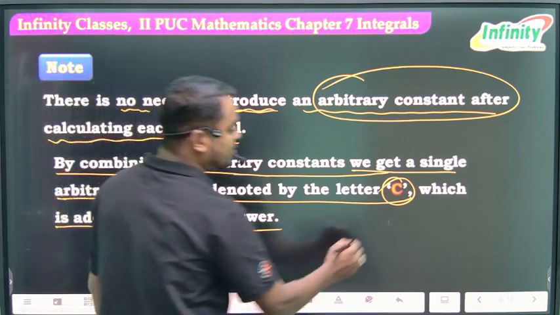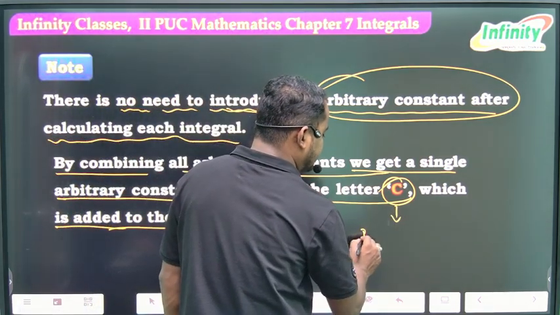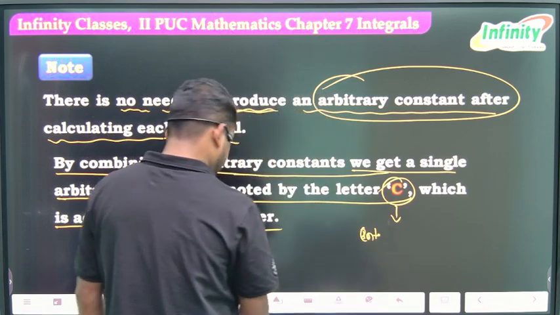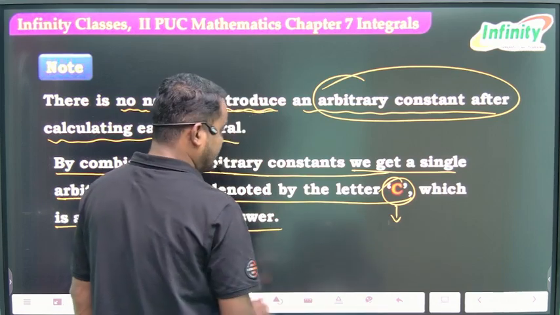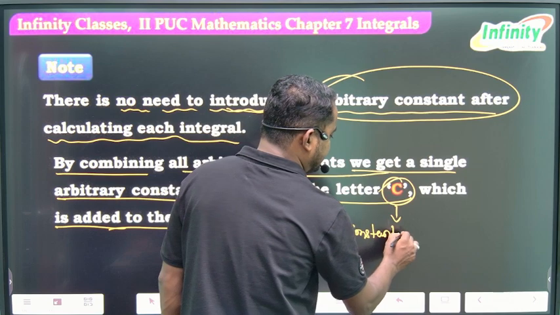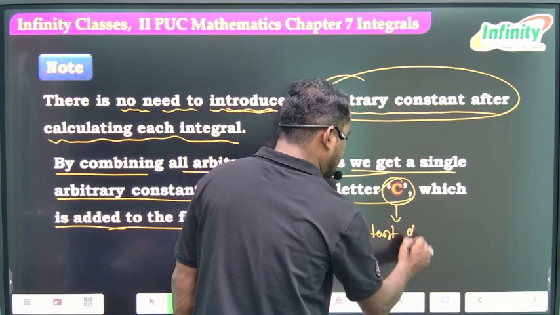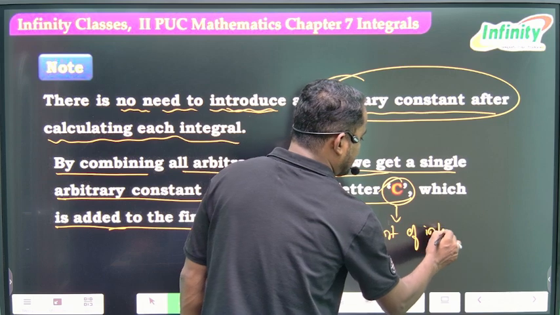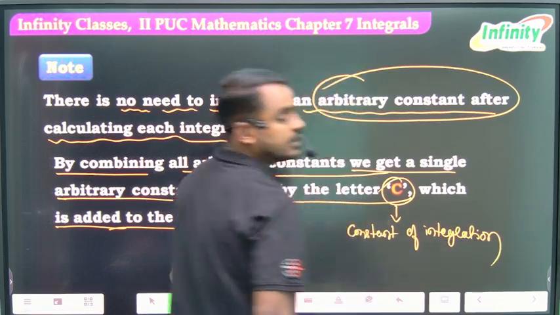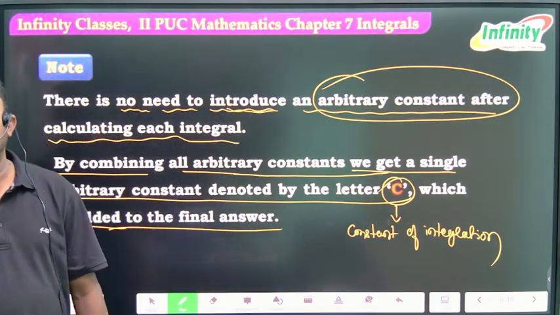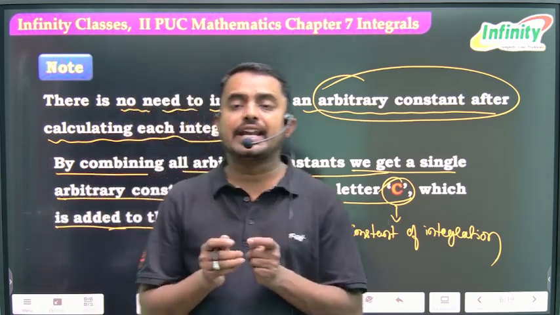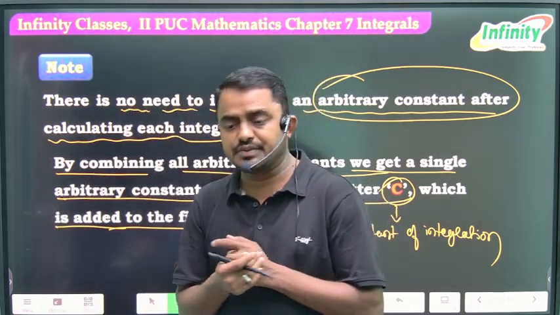This C is called the constant of integration. C is called the arbitrary constant or constant of integration, that is to be added after integrating the function.